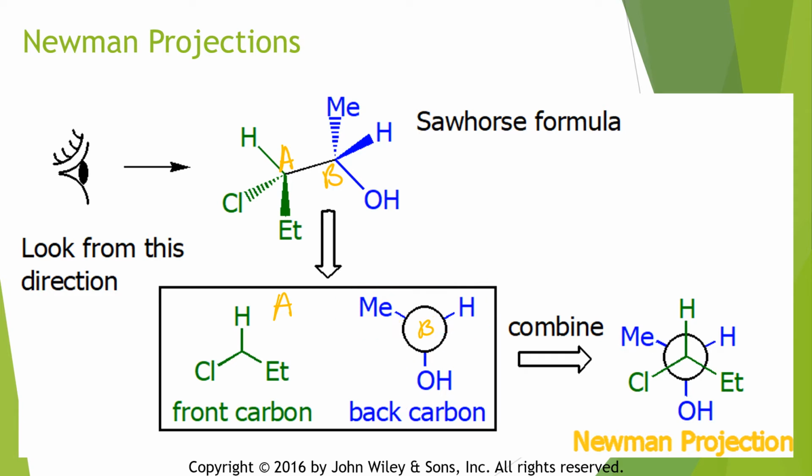Now a Newman projection just combines these two images so that what you're looking at down the middle of this bond is the actual bond between carbons A and B. So that bond is actually running perpendicular through the paper. If you were to take your pencil and put the tip of your pencil on the dot that I made here, your pencil would be going through the bond. So this is a Newman projection.